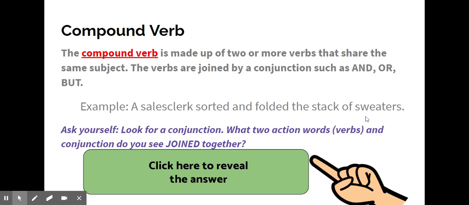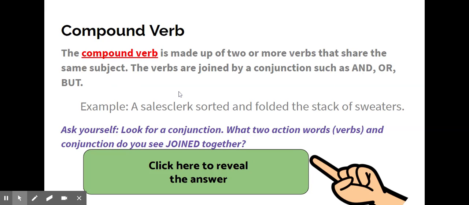Let's go on here. Now let's talk about compound verbs. Remember how for the kids that are in class, you get to see me run in place at least daily, right? When I try to talk about verbs and actions. So the compound verb is made up of two or more verbs, action words, that share the same subject. The verbs are joined by a conjunction such as and, or, but.